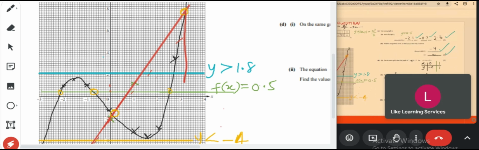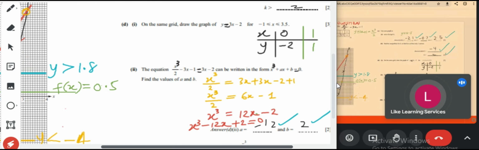No substitution. The x values of that point of intersection. That's all I've been saying. So 0.3 and 3. Yes, around 0.3. Or we can even say 0.2. x equal to 0.2 and x equal to 3.